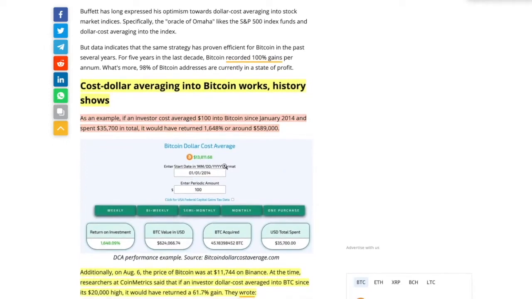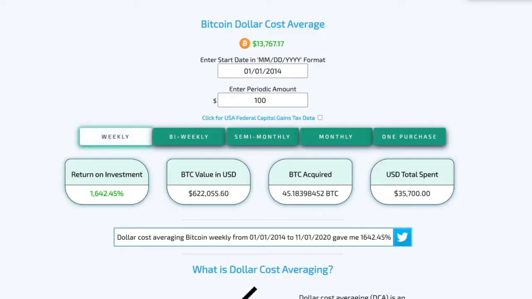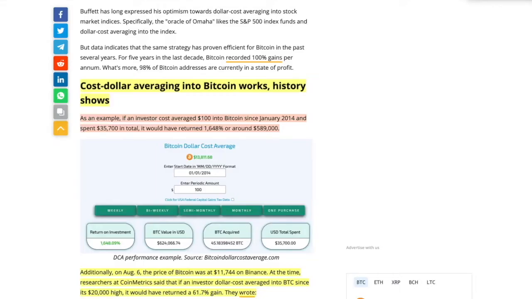So I went to this website. It is called BitcoinDollarCostAverage.com. Pretty simple. I'm going to link it in the description, and I put the same numbers in: 1/1/2014 and $100, and I did them all, and it is weekly. So if you put $100 in a week since 2014, you'd have a pretty good amount of money. Spend around $35,000, you got around 45 Bitcoin. Not too shabby for $100. And that's, of course, not taking any profit when it went all the way up to 20,000. Just $100, just brainless.